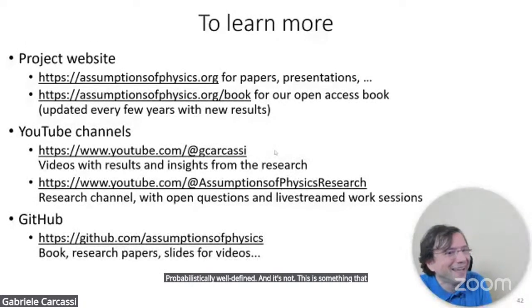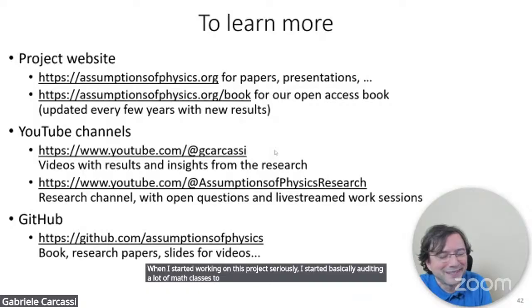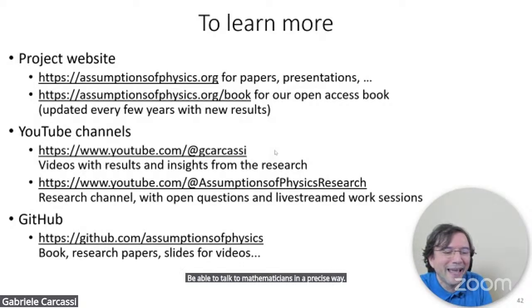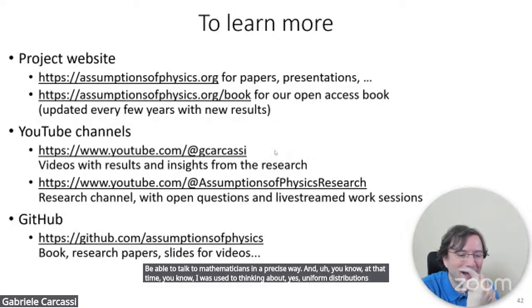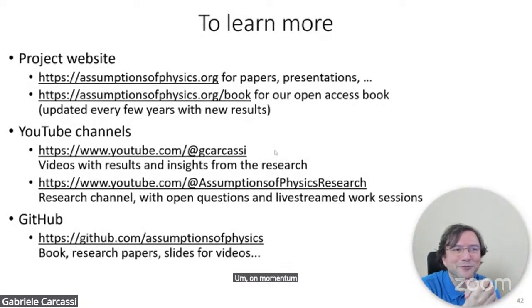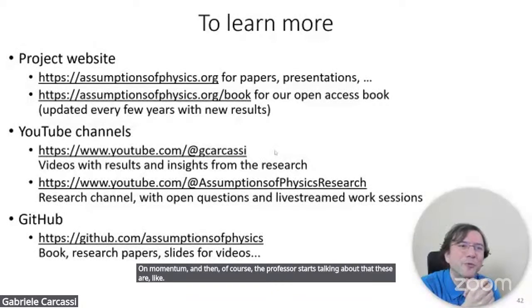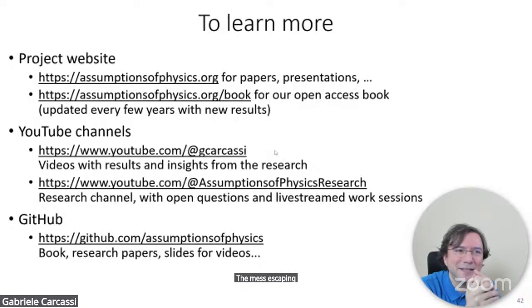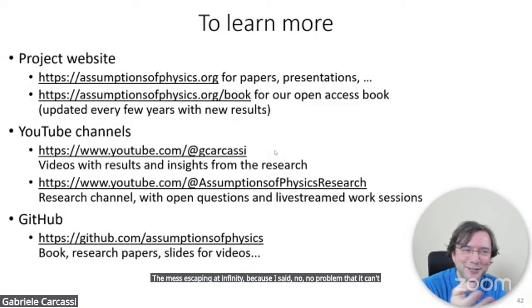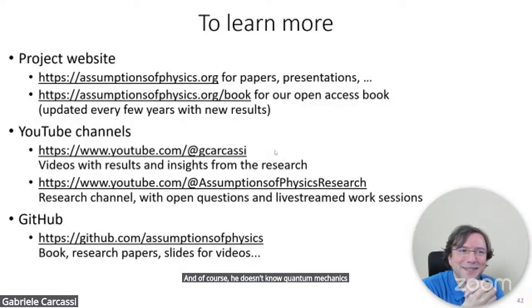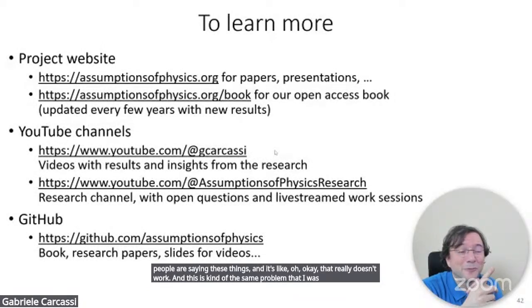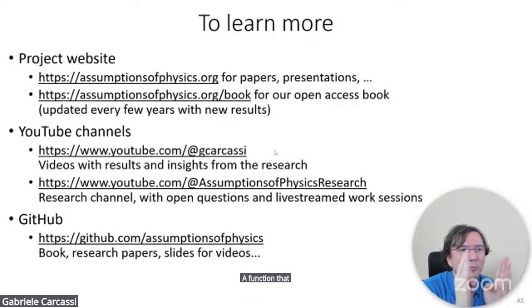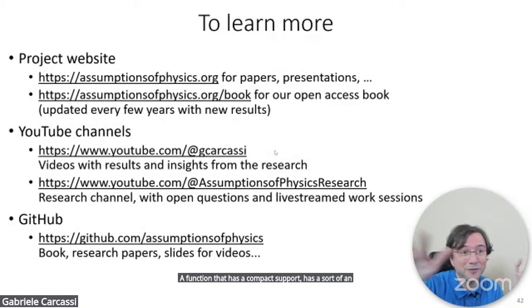This is something that, when I started working on this project seriously, I started auditing a lot of math classes to be able to talk to mathematicians in a precise way. At that time, I was used to thinking about uniform distributions in momentum, and then of course the professor starts talking about how these don't exist. This is the problem of the mass escaping at infinity, because it's a known problem that it can't be solved in probability theory, essentially. And of course, he doesn't know quantum mechanics. He doesn't know that some people are saying these things. And I said, oh okay, that really doesn't work. And this is kind of the same problem that I was having before. We were saying before, if you take a function that has compact support, it has an infinite spread in momentum, so that he has to get all of this.